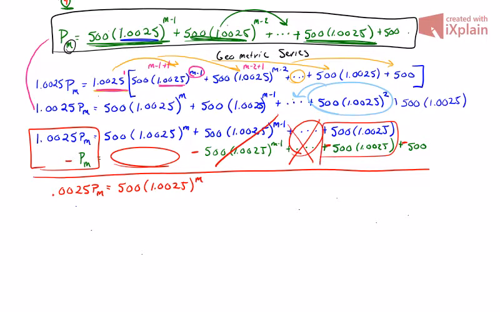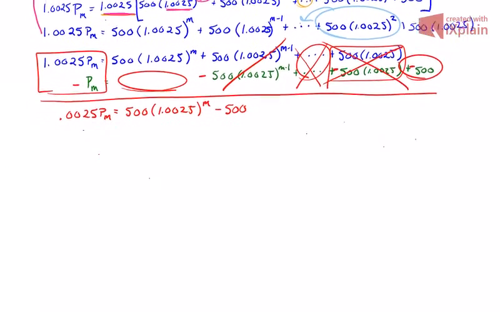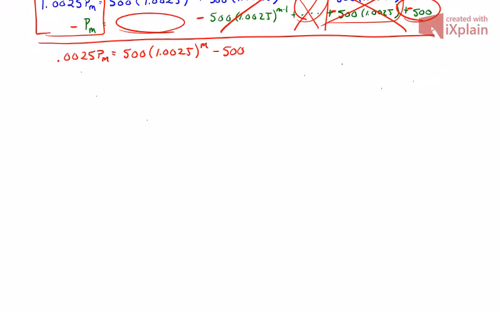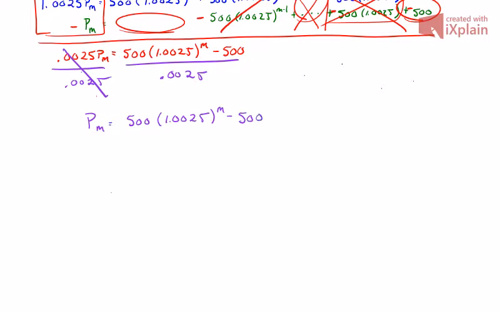These terms as well, they match. One's positive, one's negative, so they will cancel each other out. And then I'm just left with that 500, that negative 500, that's kind of waiting on the tail end. So we're almost done with our work. At this point, we just want p sub m by itself. So we're just going to divide both sides by our 0.0025. And now we have p sub m is equal to 500 times 1.0025 to the m power minus 500 all over 0.0025.